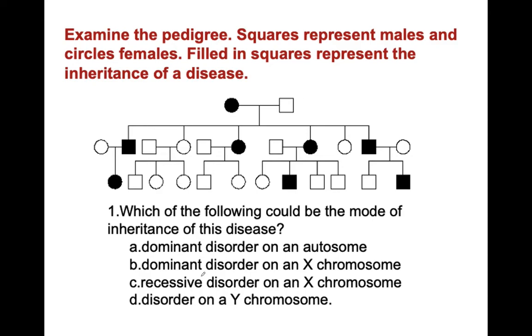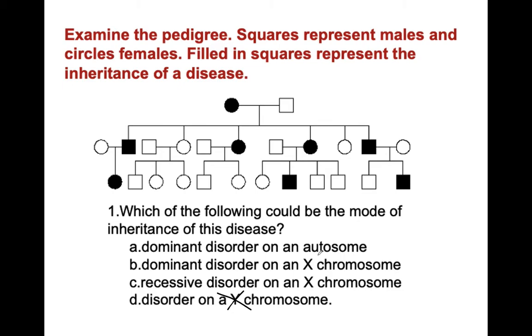You're given 4 different options for the inheritance of this disease, and we said that we're going to start with the process of elimination. The first thing that is easiest is disorder on the Y chromosome, and with disorders on Y chromosomes, the only individuals who would be expressing the disease would be males. So if in this pedigree I can find females who express the disease, then it cannot be inherited on the Y chromosome. And you can see that I have this female here, many females that show the disease. So this is not a possibility. Answer D is ruled out.